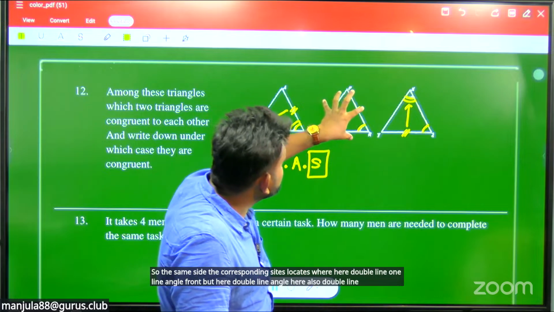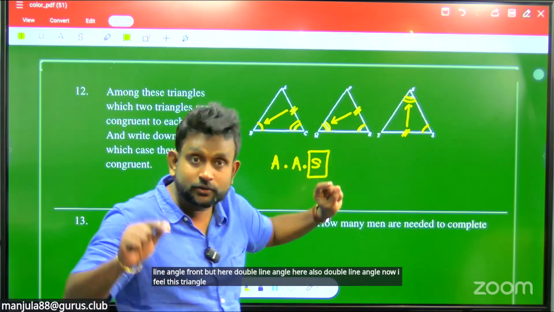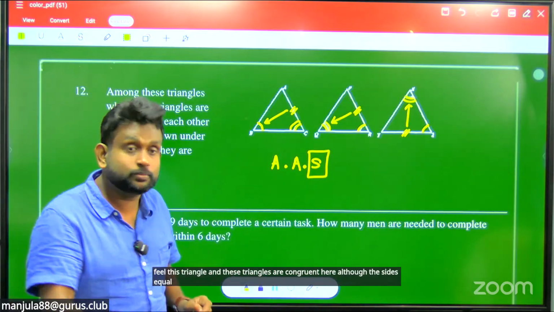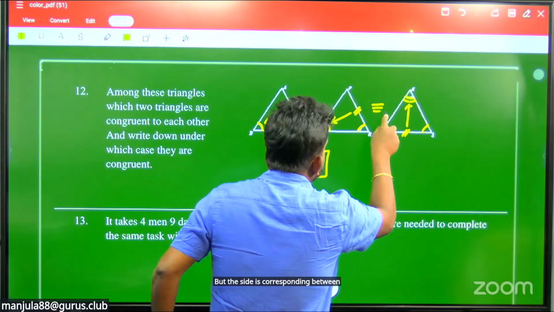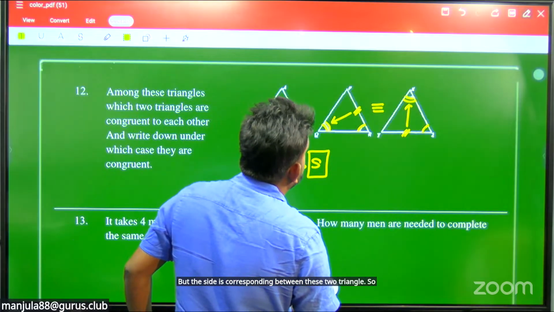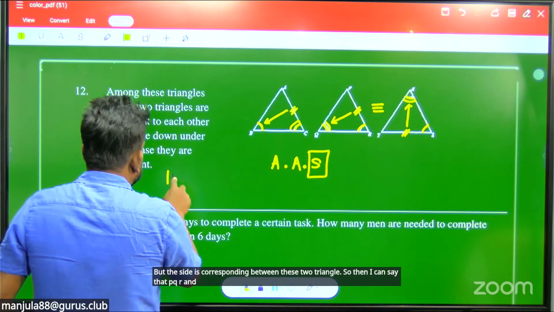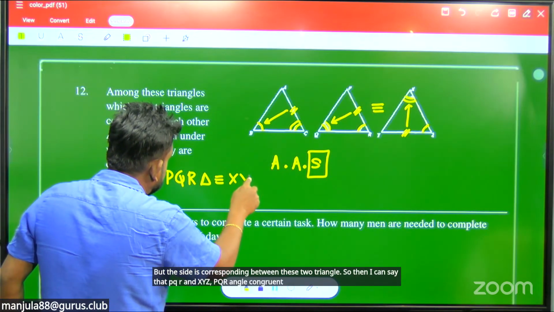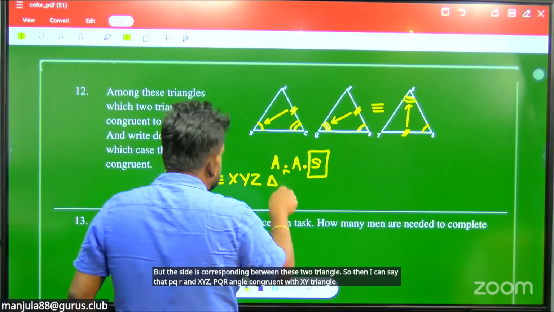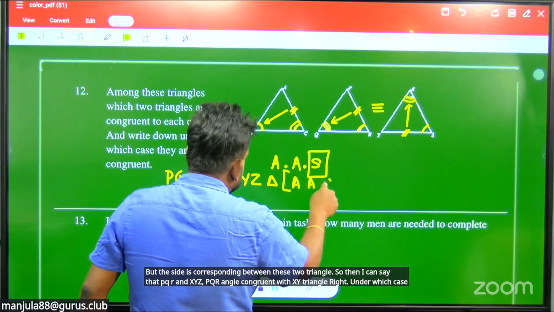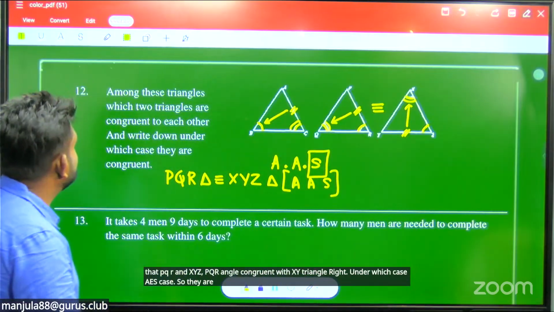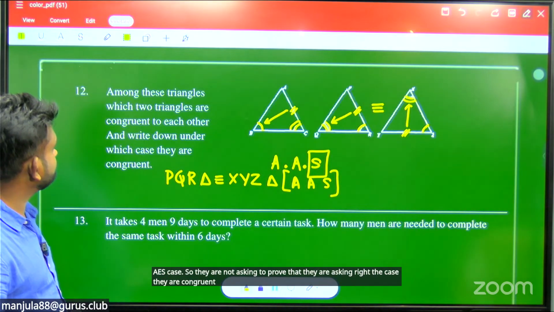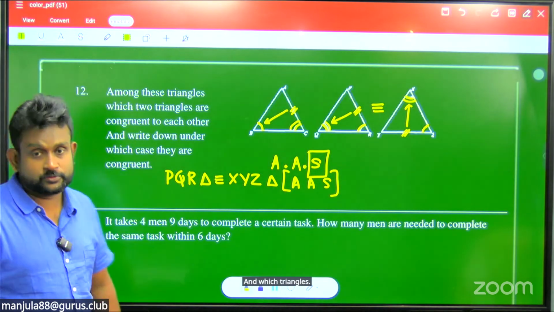So now I feel this triangle and this triangle are congruent. Here, although the sides are equal, the sides are corresponding between these two triangles. So then I can say that triangle PQR is congruent with triangle XYZ, right? Under which case? AAS case. They are not asking to prove that, they are asking to write the case and which triangles are congruent, right? So that is sufficient.